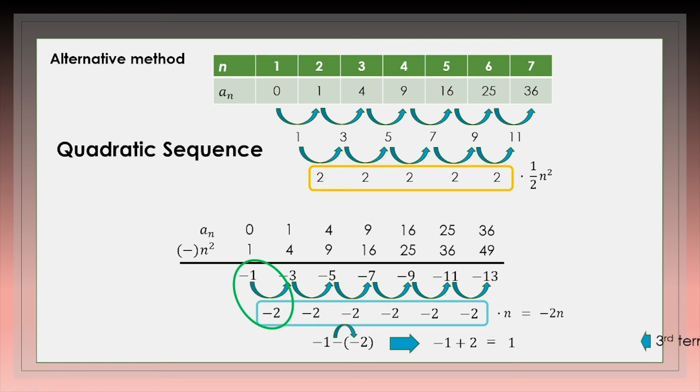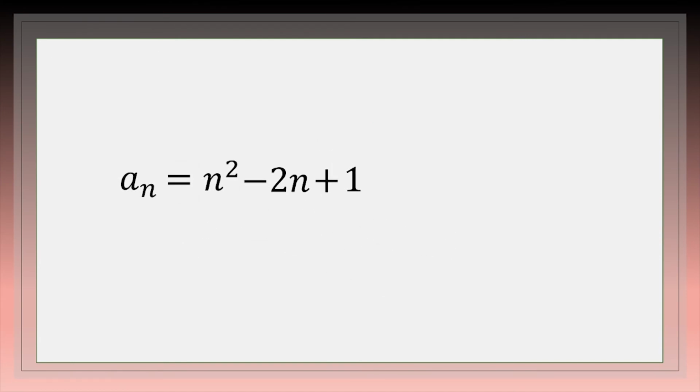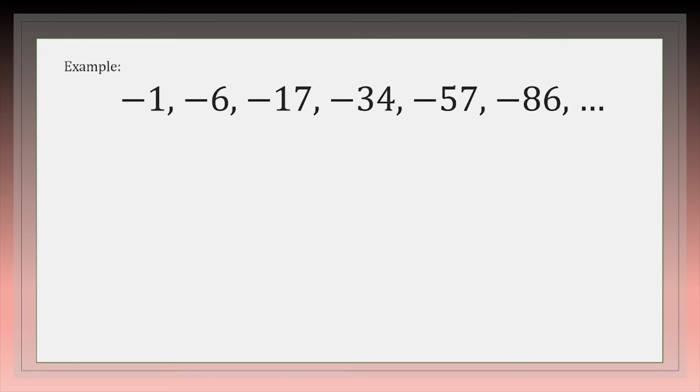So, meron tayong third term. Now, what is the nth term? So, ang nth term natin is a sub n is equals to n squared minus 2n plus 1. Or yung ating factored form na quantity of n minus 1 quantity squared. Okay. Now, let's proceed to another example.